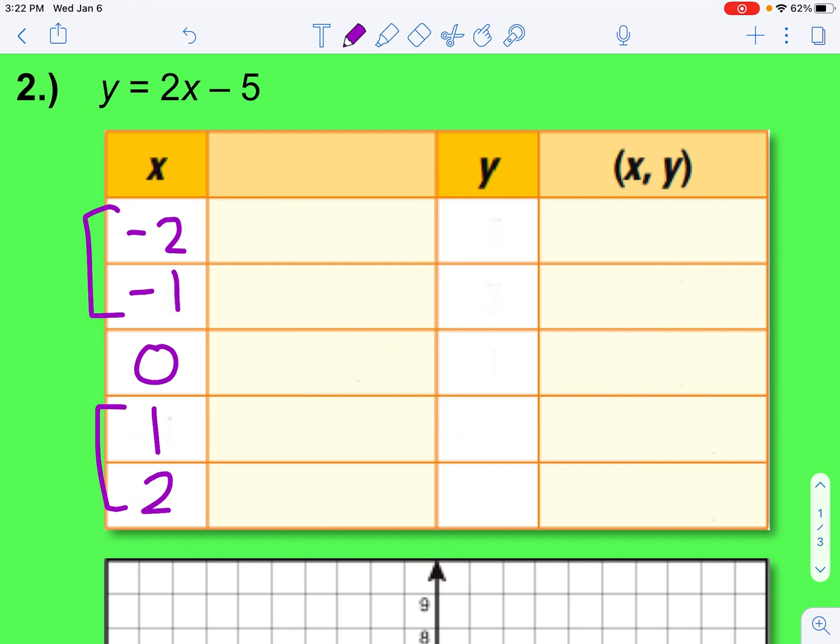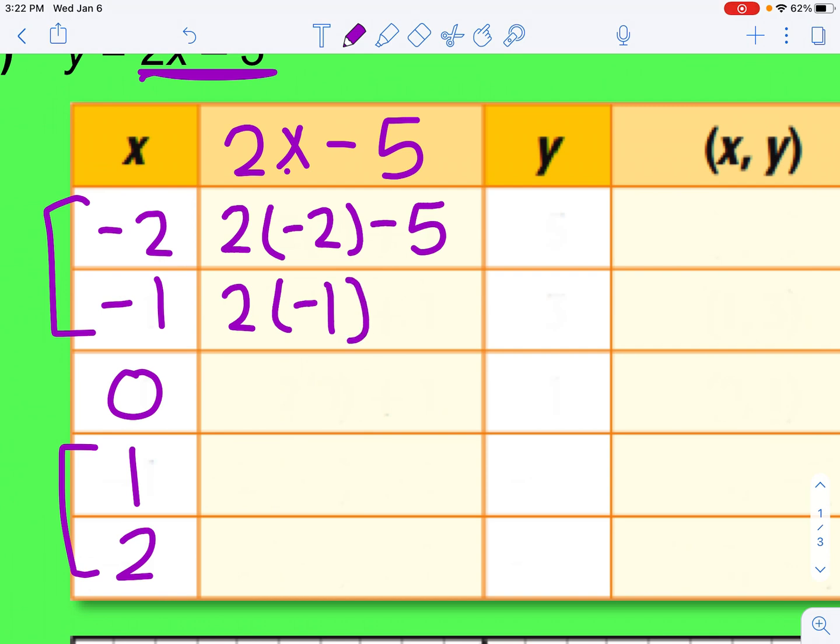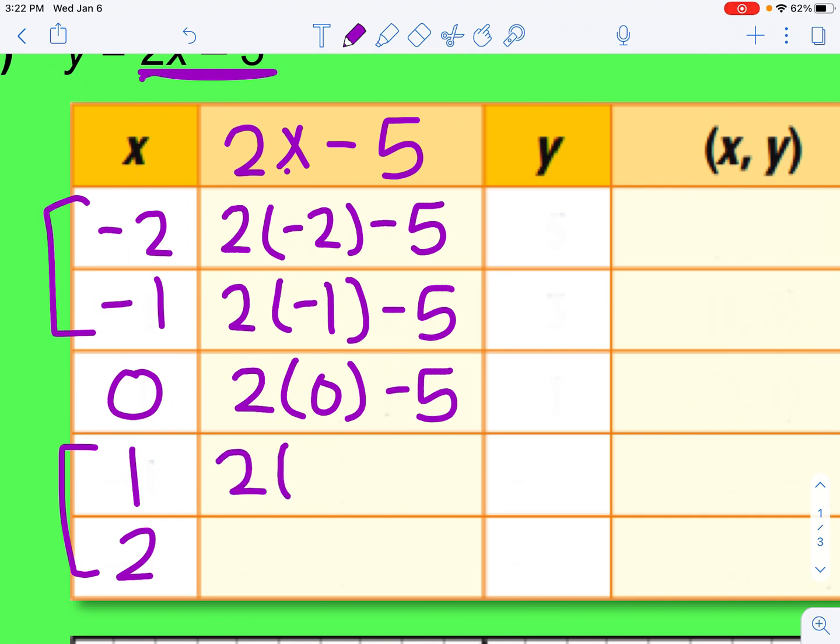Alright, our middle column is where we write what our function rule is. That is 2x minus 5. And now we need to plug all of these x values in for x. So we're taking 2 times negative 2 minus 5. 2 times negative 1 minus 5. 2 times 0 minus 5. 2 times 1 minus 5. And 2 times 2 minus 5.